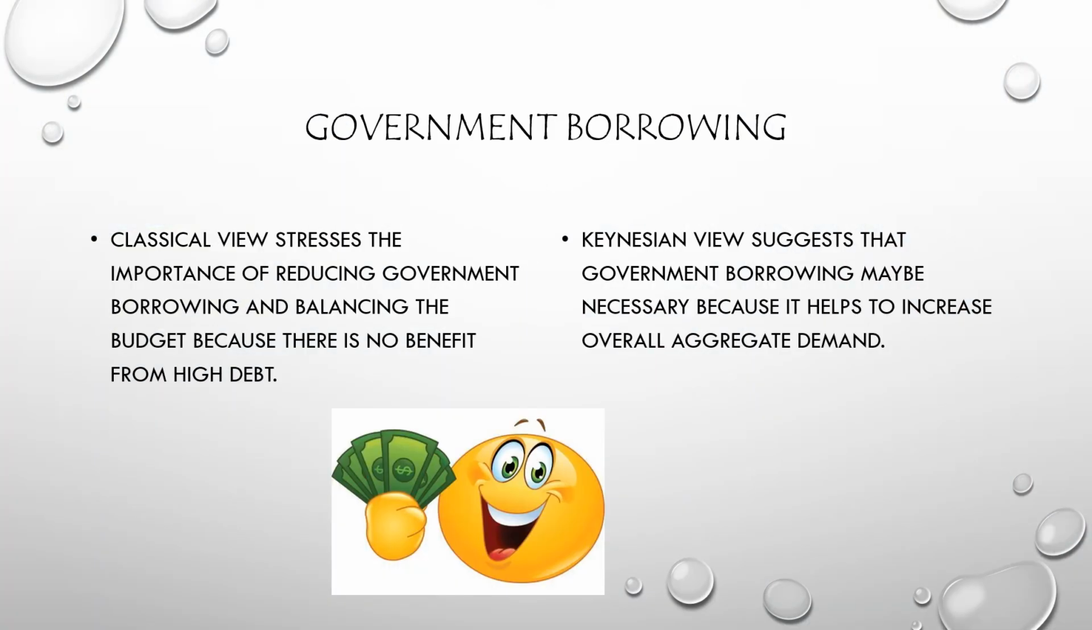The next difference is government borrowing. The classical view stresses the importance of reducing government borrowing and balancing the budget because there is no benefit from high debt. However, the Keynesian view suggests that government borrowing may be necessary because it helps to increase overall aggregate demand, which then increases jobs.